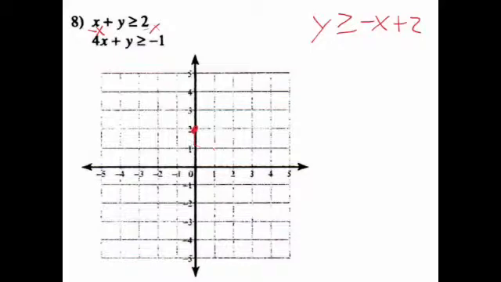So down 1, right 1. And I can keep doing that to get more points that are on the line. You can also go up 1, left 1 to get more points, like so. And once you have that, you need to determine whether or not it's going to be solid. This one's going to be solid because it can be equal to. So I'm going to draw my line like so.